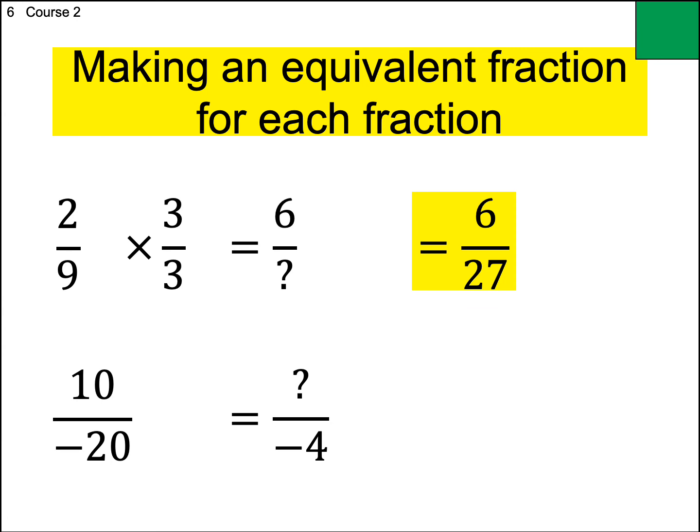On the bottom one, it looks like we're going from a negative 20 to a negative 4. That would be divide by 5. And if we do the top, 10 divided by 5 is 2. So 2 over negative 4. Make sense? Okay, if not, play the video, and if it still doesn't make sense, send me either a message on Teams or an email. I'd love to help you out.